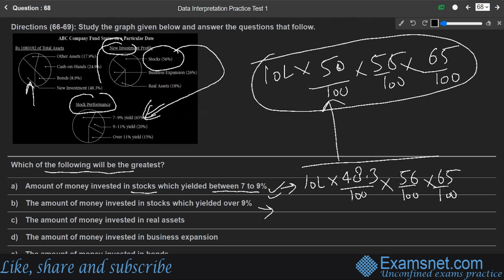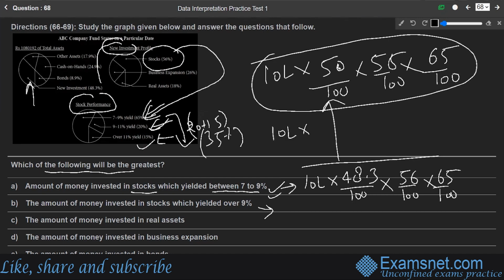For the second one, amount invested in stocks which yielded over 9%. So 9 to 11 is 20, and over 11 is 15. So over 9 will be the 20 and 15 both. That is 20 plus 15, that is nothing but 35%. 35% will be the over 9%. Okay. So now for this particular category, what it becomes is 10 lakhs.